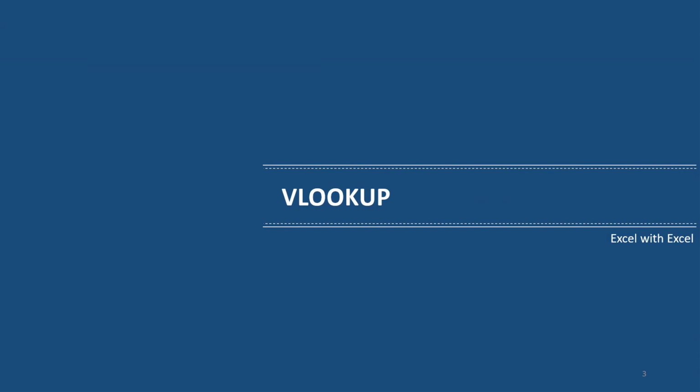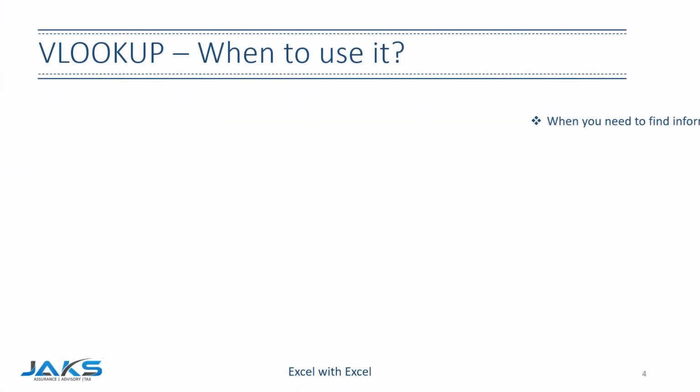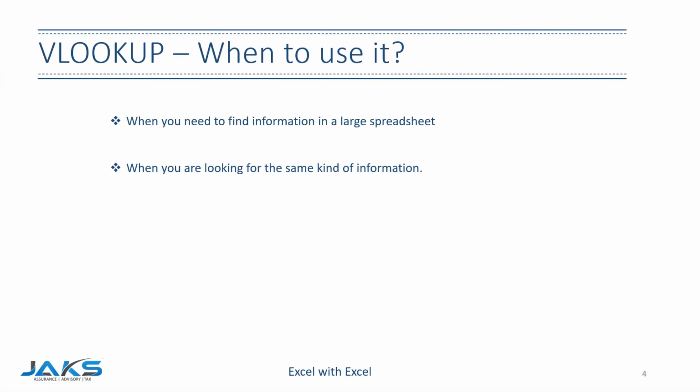VLOOKUP is a very powerful function of Excel. It allows you to search and bring the data from one place to another place. In this learning video we will cover the various functions of VLOOKUP. Can you please explain when to use the VLOOKUP function? You can use it when you need to find information in a large spreadsheet, or you are always looking for the same kind of information.